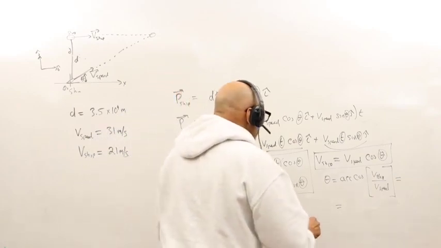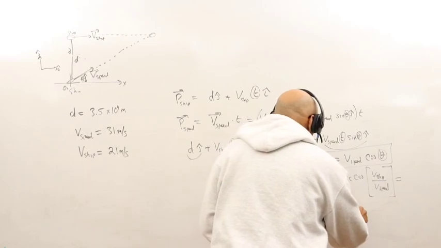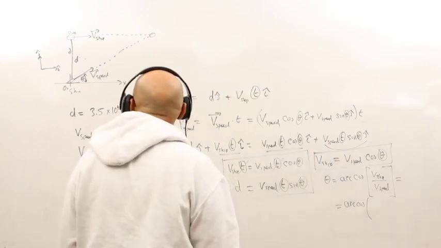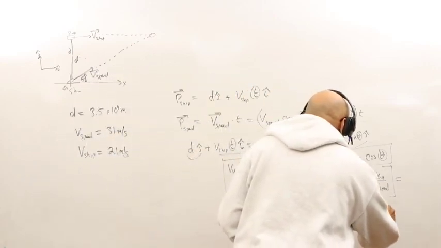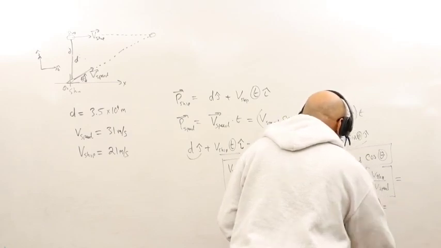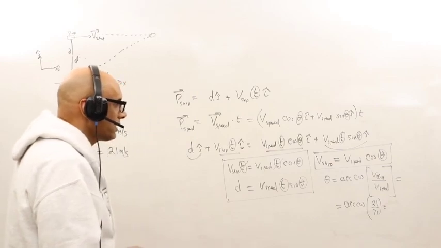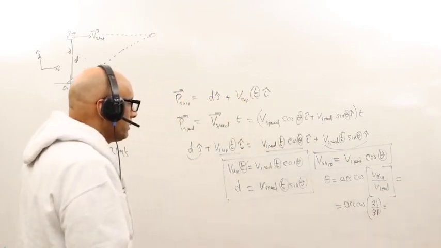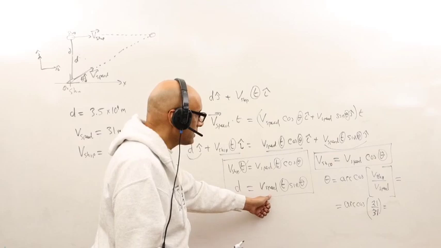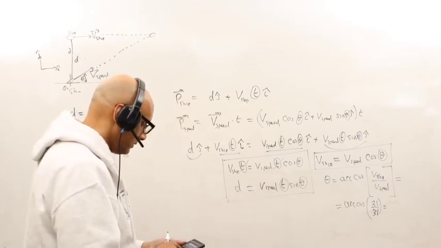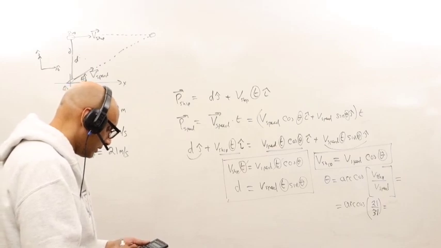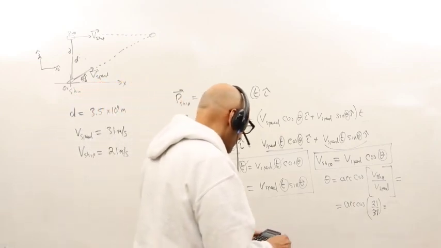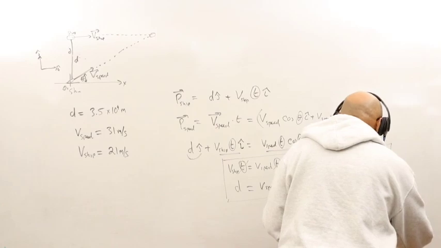So theta is equal to the inverse or arc cosine of v ship over v speed. V ship is 21 over 31. The actual answer should be only two significant digits, but since we're back substituting into another equation, you should take a couple more significant digits than 2. So 21 divided by 31, shift cosine equals 47.35 degrees.